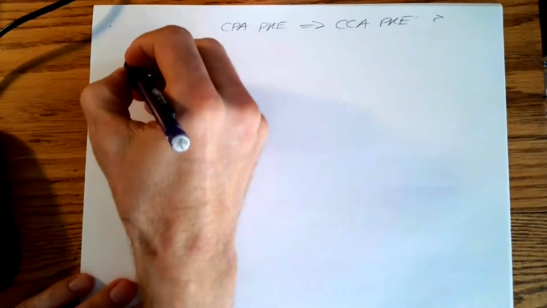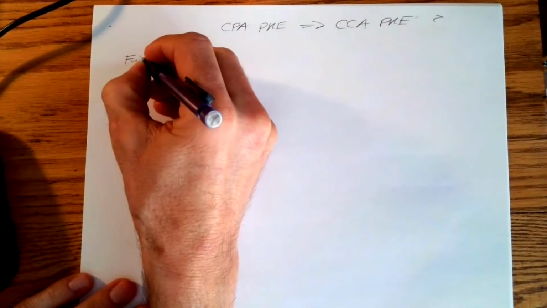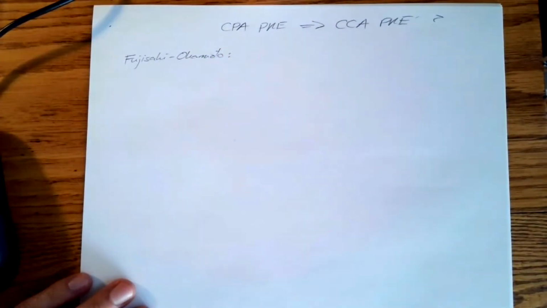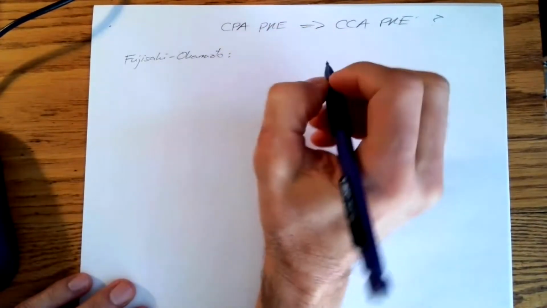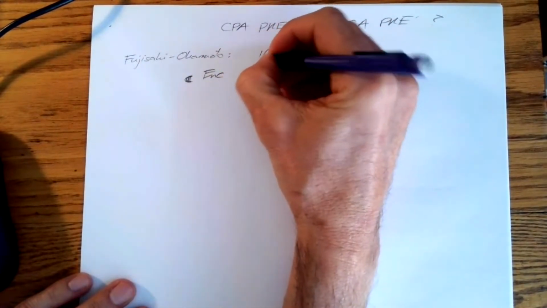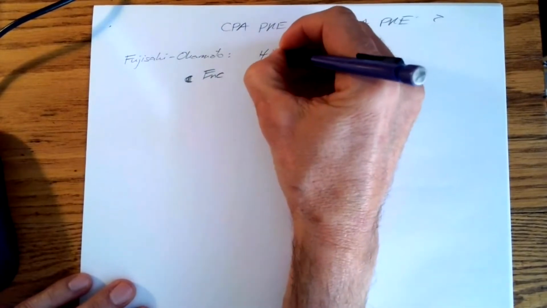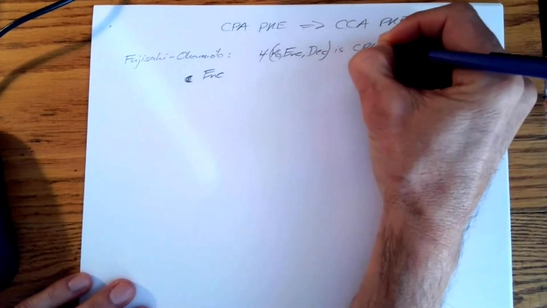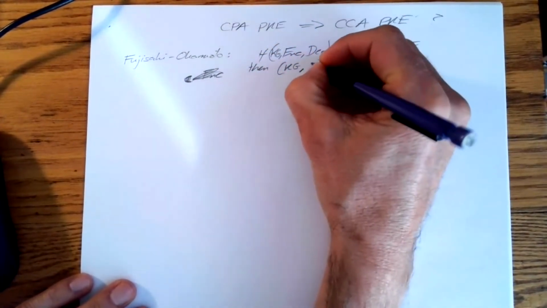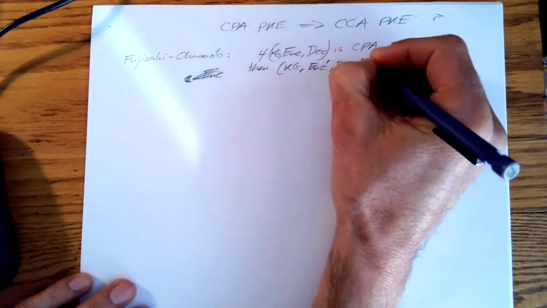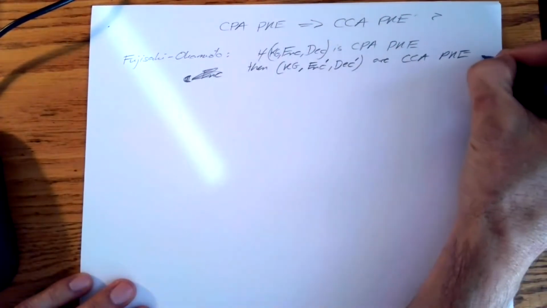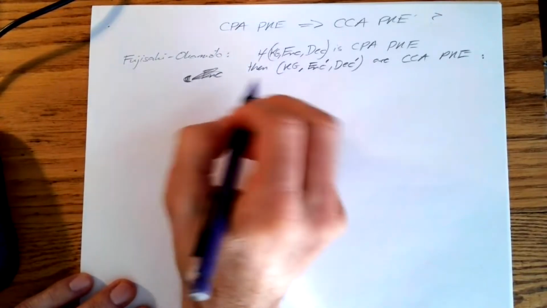So here's one way to compile. It was given by Fujisaki and Okamoto. And they said this: if Enc, Dec, and key generation is a CPA secure public key encryption, then the following, with the same key generation and modified encryption and decryption algorithms, is a CCA secure public key encryption. So the key generation is the same, right? You have the same secret key and public key pair.